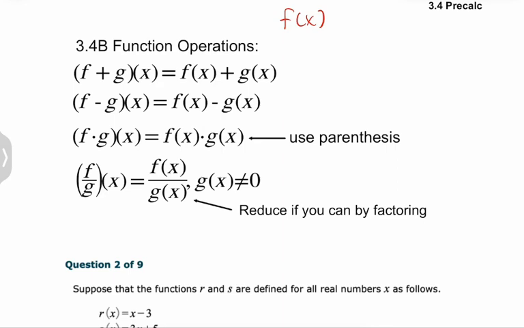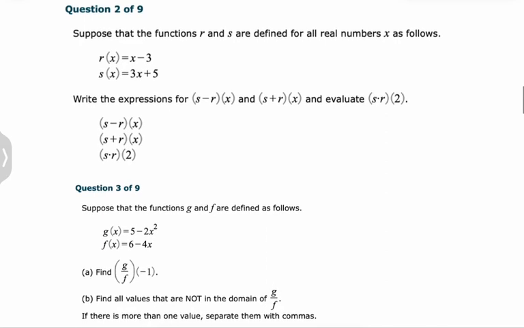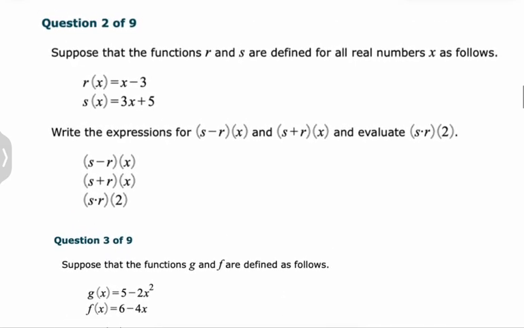We're going to have some functions, and we're going to practice doing all these things to them so that you understand the notation and that you can work on it before we do something called a composition of functions. So we have these functions, R and S. You see our functions right here, R and S. And they just have asked us to subtract the functions, add the functions, and multiply the functions. That's all this means right here.